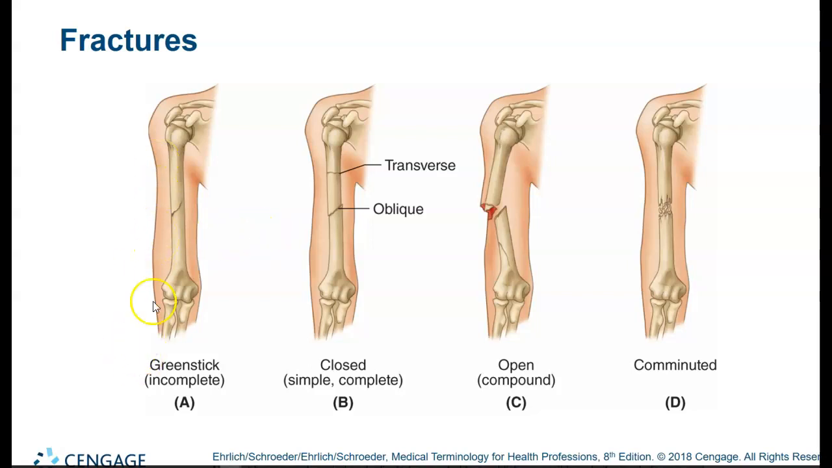We also have the greenstick, which is an incomplete fracture. We see this mostly with kids because their bones aren't set and formed yet. So we see that it's not all the way through. A closed simple fracture is the bone is broken all the way through, but it has not protruded out of the skin. Open fracture or a compound fracture, that is when a bone is broken and it is coming out of the skin. This has to be then treated by surgery. And then we have a comminuted, which just means the bone is crushed. You've actually crushed the bone, and you can see that here.